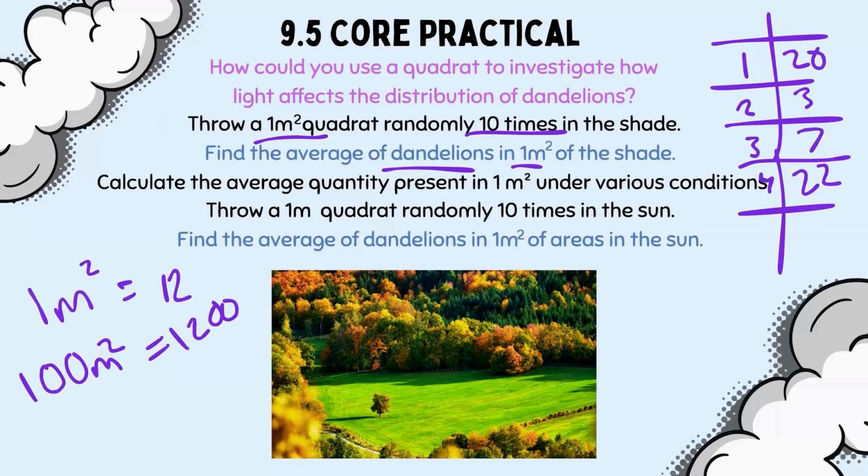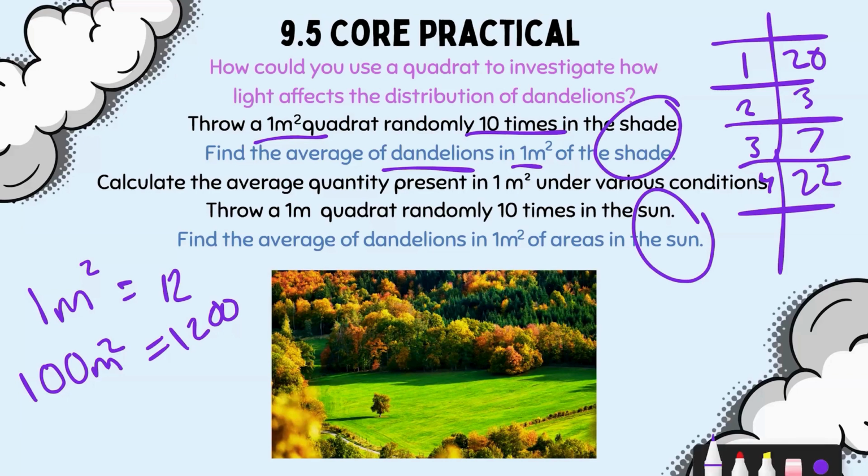And you can do that in different areas. So you might do it initially in the shade, then you might do it in the sun, and then you can do a comparison. So if you look at the picture here, you can see it's got a sunny area, it's got a shady area. So you throw 10 quadrats in the shady area, 10 quadrats in the sunny area, and then you can compare your average, or you can multiply it up by the total area of the whole thing, and then you've got a rough idea of how many dandelions or daffodils or whatever plant you're looking at is across the whole area.